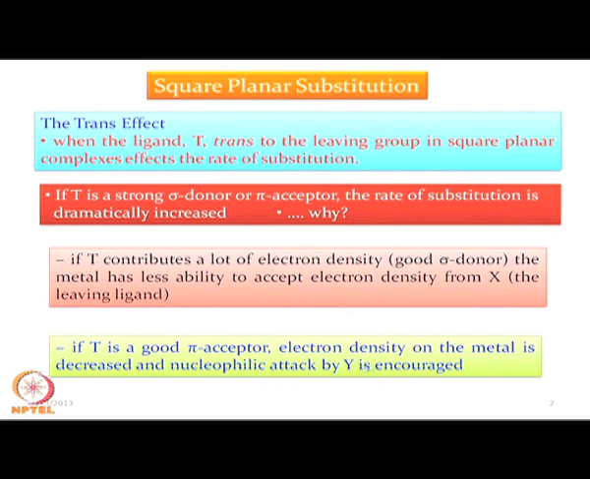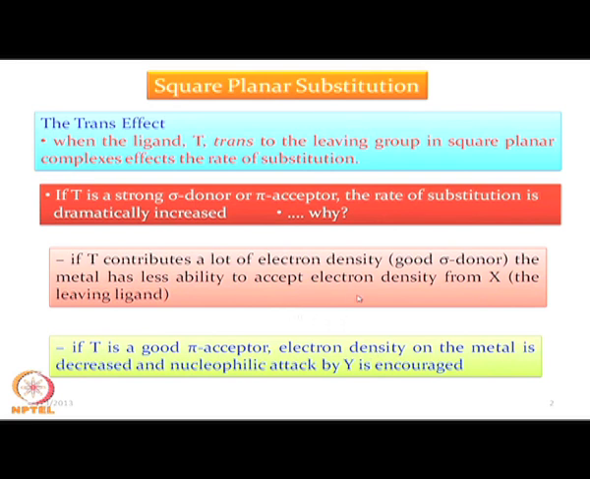That means it has some dependence on the incoming group. When we talk about the sigma donor ability, we talk about the group which is leaving the system. But when we talk about the pi acceptance, we talk about the group which is coming and attacking the metal center. So, both these two are important.